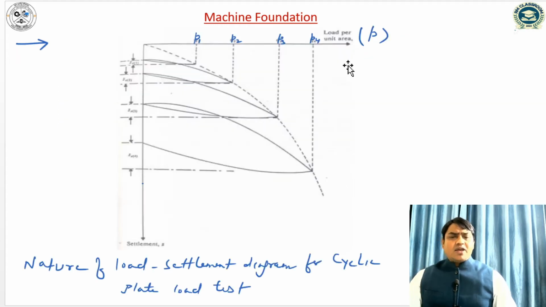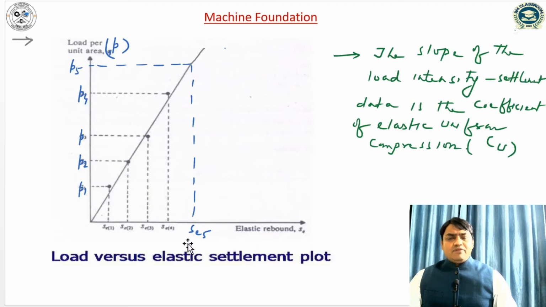Here I have drawn the load intensity versus settlement curve. Once we apply the load intensity P1, the settlement is S1, and then on unloading the settlement reduces. The difference between this settlement and this settlement is called the elastic settlement. We can also draw the load per unit area, meaning load intensity, versus the elastic settlement, and here we can see the readings form a straight line graph. The slope of this straight line is called the coefficient of elastic uniform shear.